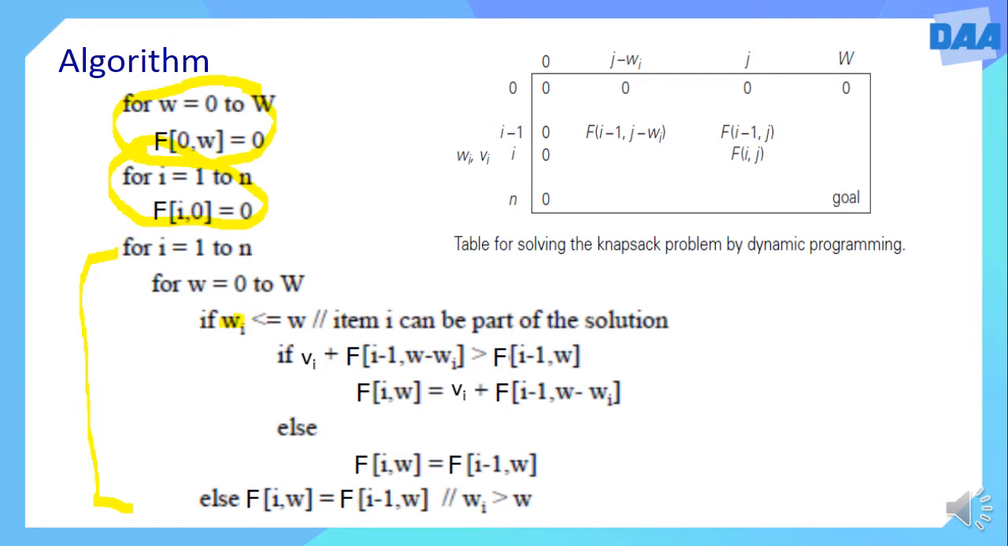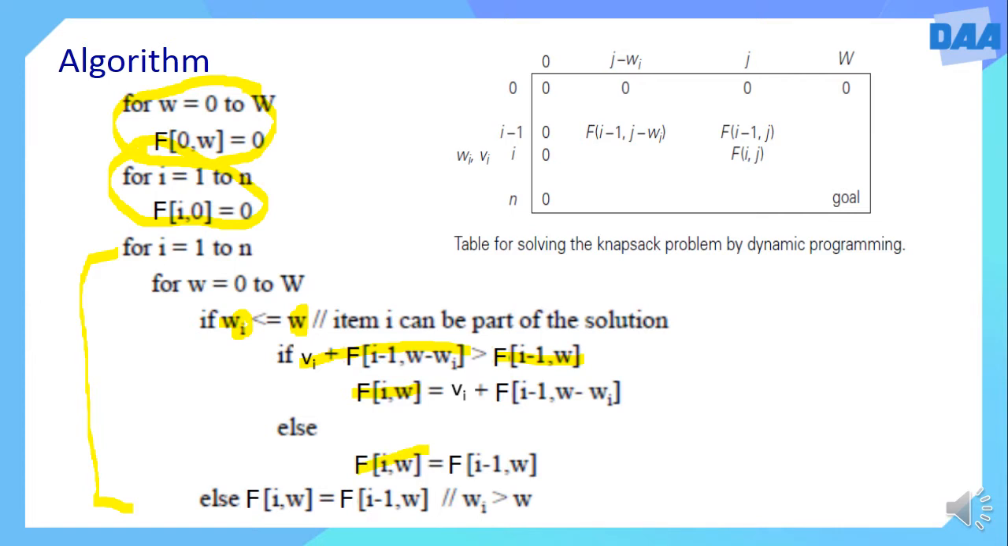And this is the case. Suppose the weight of the item is less than the capacity of the knapsack. So there is a chance that you can put it into the knapsack. So go for the two cases, without including the ith item and with including the ith item. Whichever is larger, initialize or update f of i,j with that particular value.